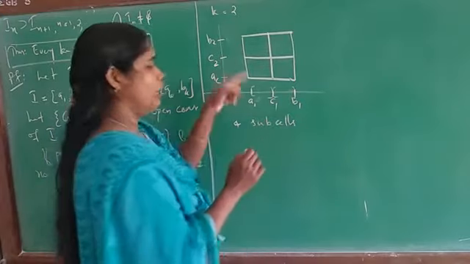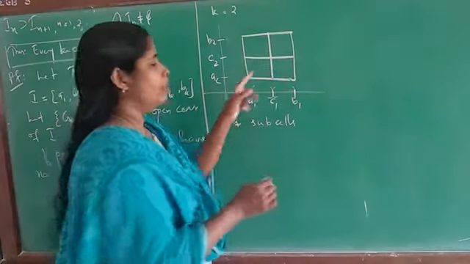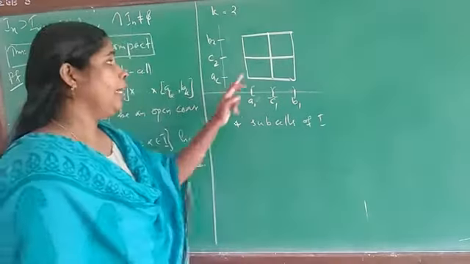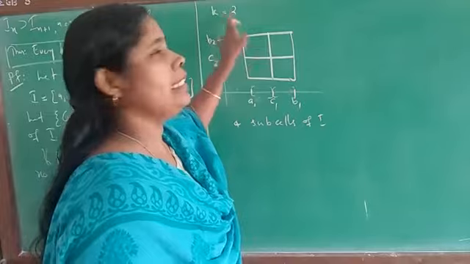They are again two cells. Okay? Four subcells of the given cell I. This is the case when k is equal to 2.